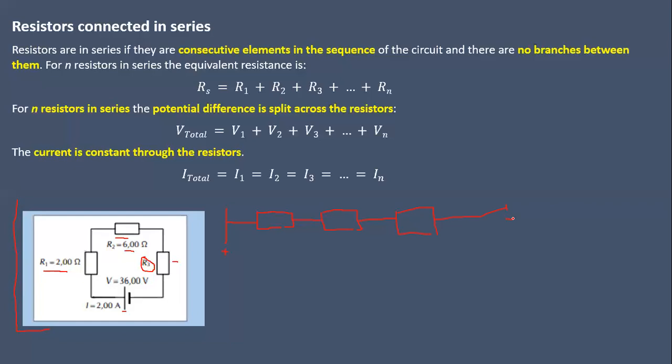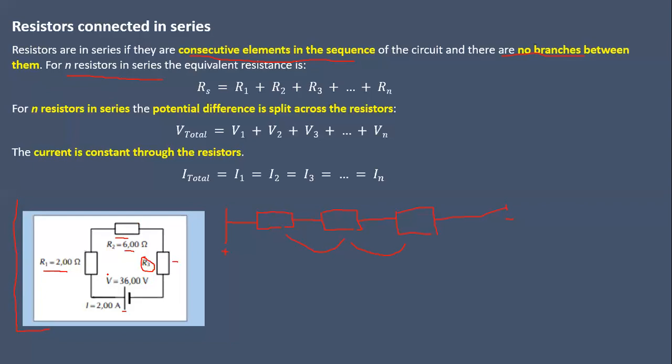If you were to stretch it out, all of them would just be following each other on the same line. There's no branching between them. There's absolutely none of that. They're saying resistors in series are consecutive elements in the sequence of a circuit, this one following the other, with no branches between them. So for n resistors in series, in our case we have 3 resistors, so our n will be 3.